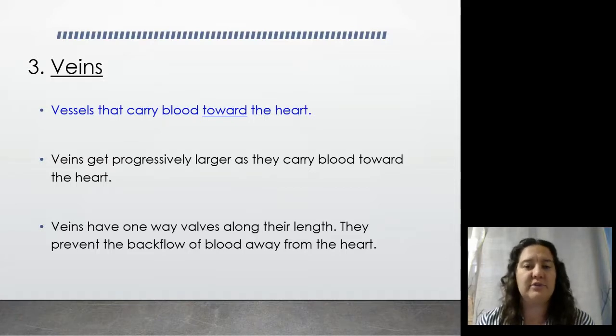Veins have an additional structure. They have one-way valves along their length. So this prevents backflow of the blood away from the heart. Because our veins are going to be fighting gravity from our legs up to our heart, we need to have those valves so blood doesn't pool in the veins in our ankles.